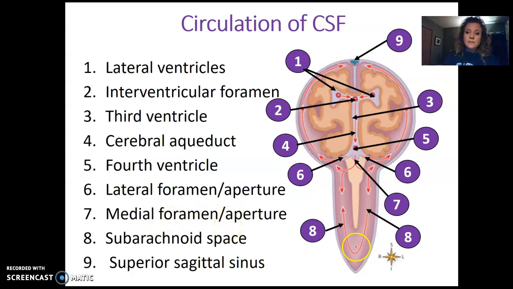So number eight is the subarachnoid space. And remember from the last video that the cerebrospinal fluid is going to circulate below the arachnoid mater.